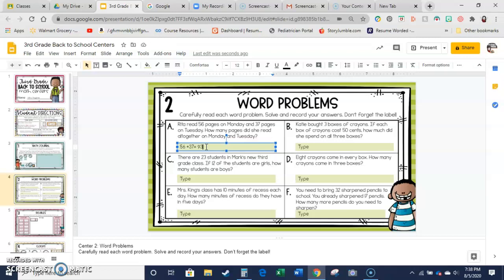93 what? 93 pages read. When it says to label, it means to tell me what I'm solving for, which is the total of pages that Rita read on Monday and Tuesday. Continue solving the word problems and be sure to read each problem carefully.